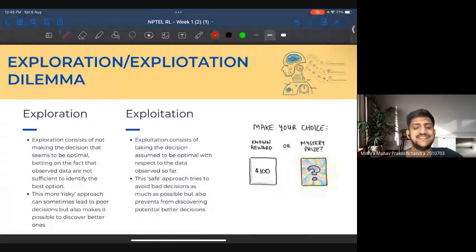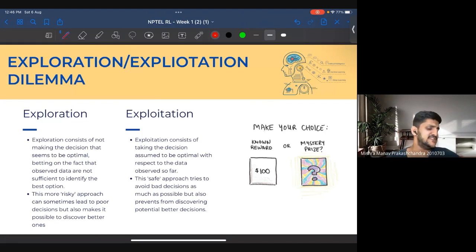So there is the risky part, and there's a safe part. Exploitation is considered safe, and exploration is supposed to be a risky option, right? If you look at the two boxes here, one is a mystery prize and one is a known reward of $100. Suppose I am given a choice that for 1 year, every month I get to choose one of the boxes, and this continues for 5 years. So I have 12 × 5, around 60 months. I can select a box 60 times.